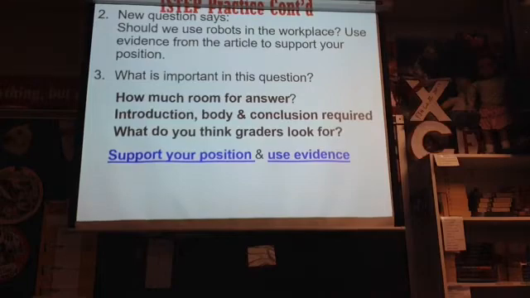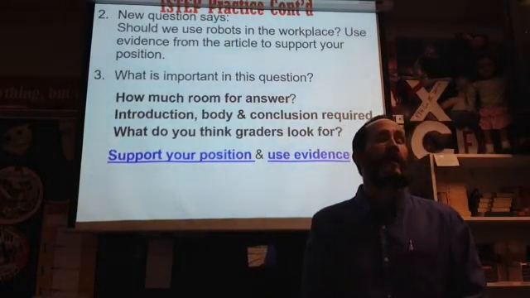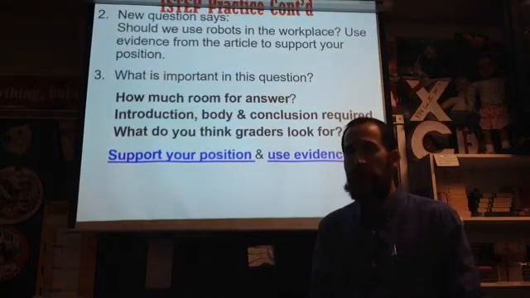How much room do we have for this answer? 4 pages. Well, a lot. 3 and a half. You are correct. No, 3 and a quarter. So what is it I'm going to tell you about this room? Use it all. You need to use all of that room.